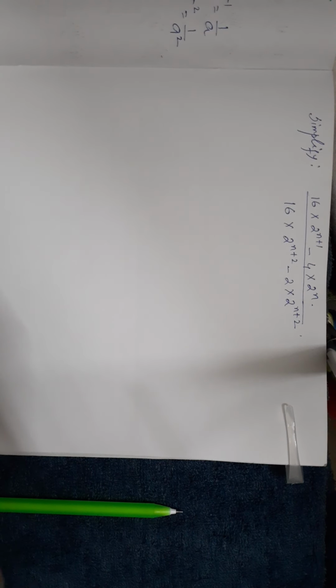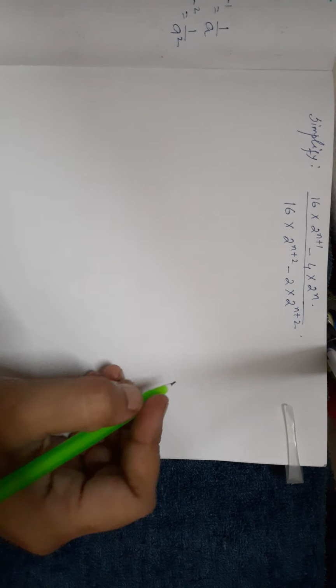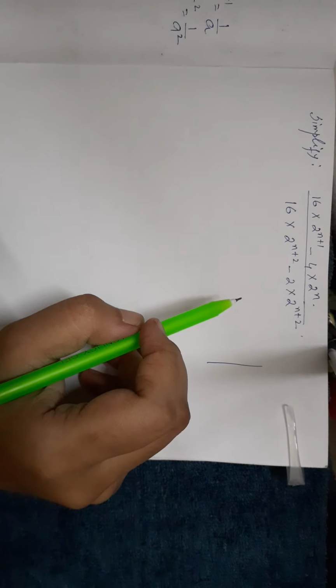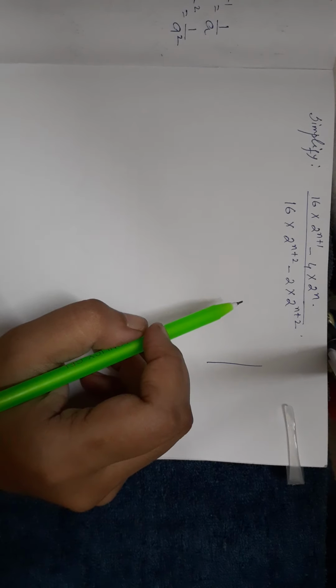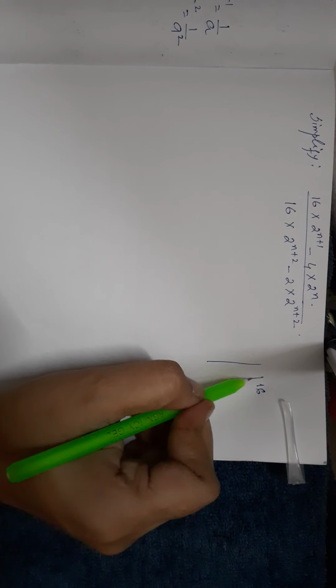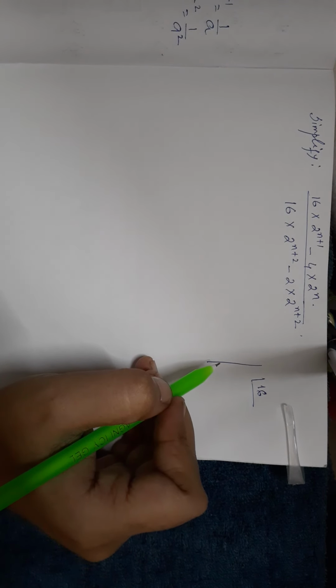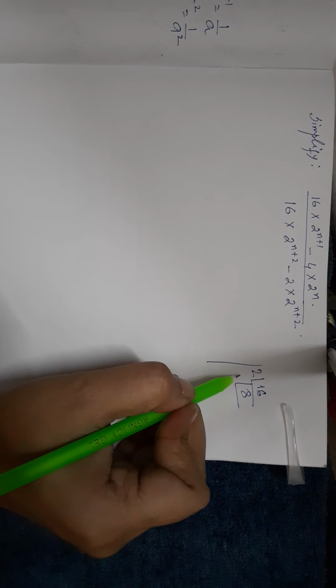Now let us solve this one. One simplification is given, that means you have to simplify this one. Before simplifying, we have to do something. Here it is given 16 into 2 to the power n plus 1. So we have to find out the factors of 16.